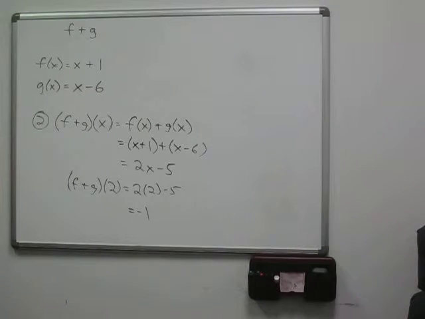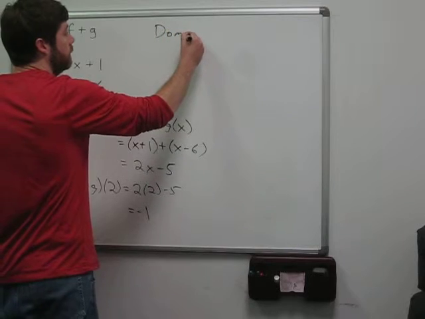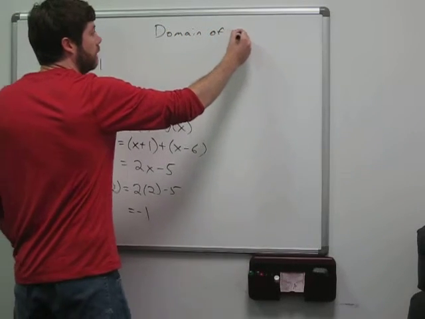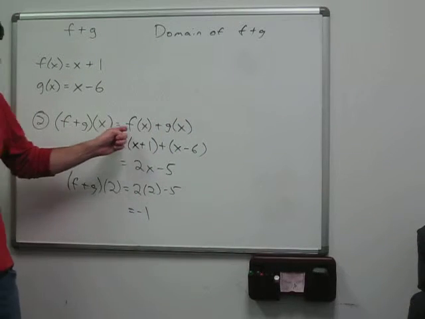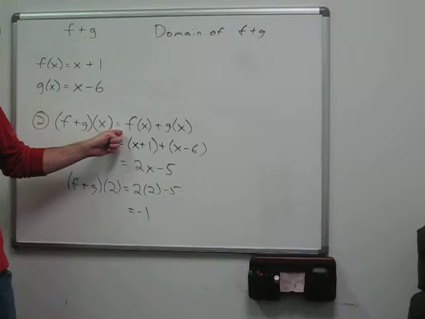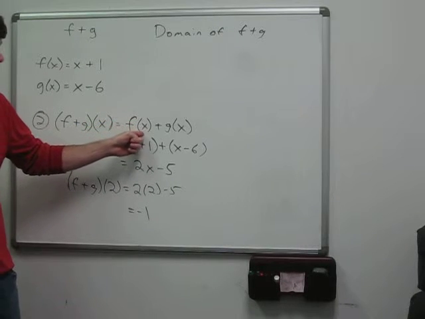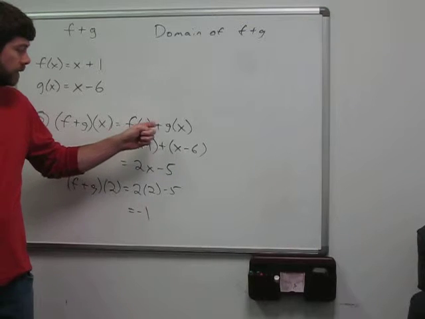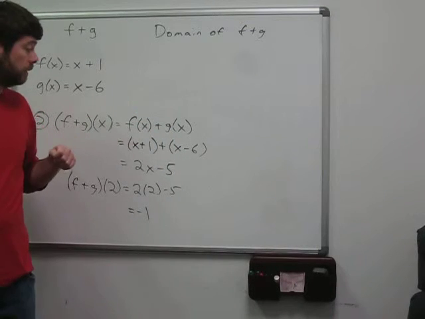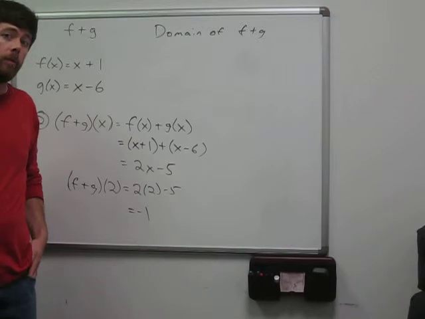Now the last thing that we want to consider when adding two functions is what the domain of this addition function should be. So what is the domain of f plus g? Well, take a look at this equation. f plus g of x is f of x plus g of x. As long as f of x and g of x are real numbers, then their addition will be a real number.